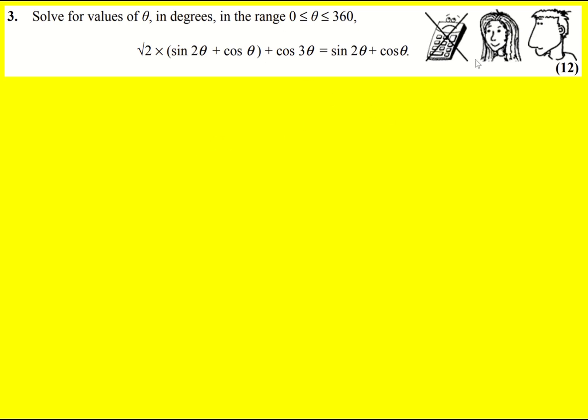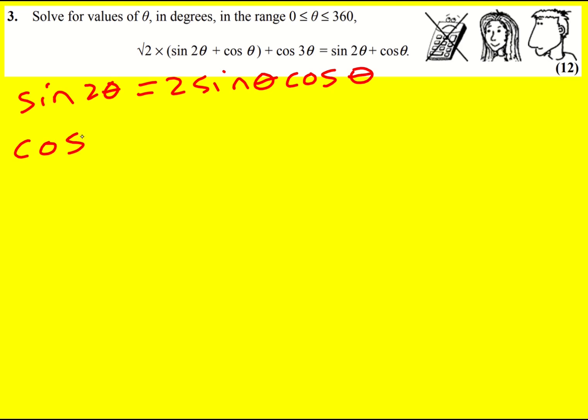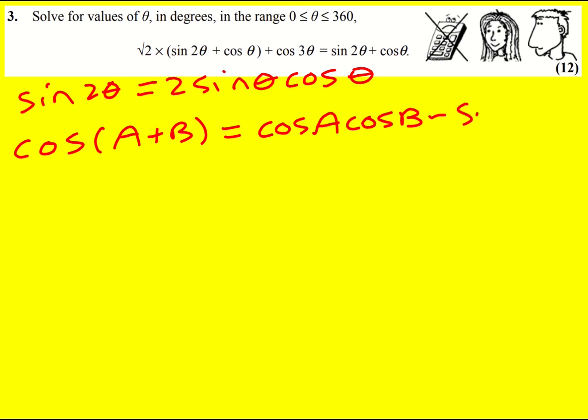First things first in this question, get rid of the double angle formula and the triple angle formula. So sine 2 theta is fine because that is equal to 2 sine theta cos theta. So this is one to learn. Now I don't know about you, but I don't know cos 3 theta off the top of my head, so I'm going to need to use the addition formula for that. Cos(A plus B) is equal to cos A cos B minus sine A sine B. That's one to learn.